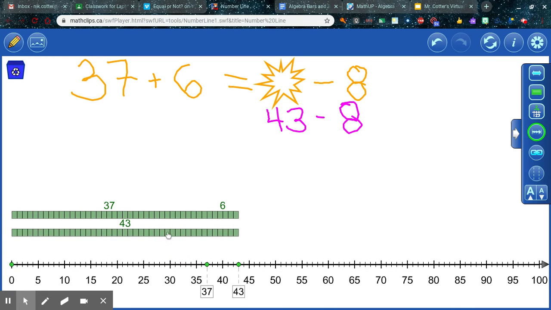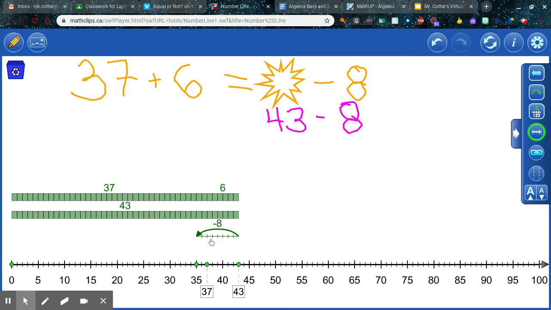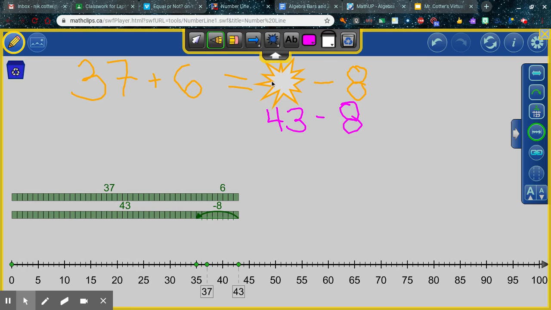I see this 43 is the same as 37 plus 6, but I have to keep in mind that I was doing minus 8. So now I'm going to switch it up. I want to jump, and I have to subtract 8. Now keep in mind, I'm at 43. I said I started with 43, and I'm going to subtract 8. So I'm going back this way, and you can see now that's actually going to get me to 35. So 43, what I have over here, my 37 plus 6, is not going to be equal to 43 minus 8. So I'll have to think about this again.